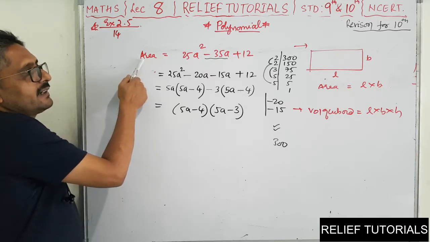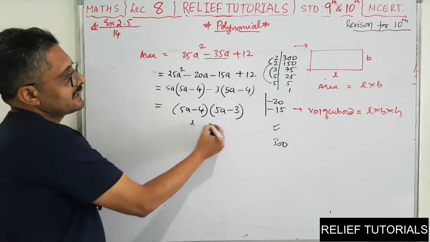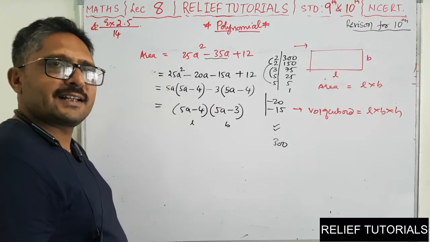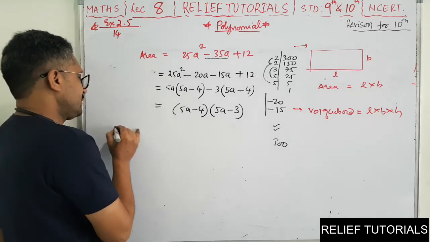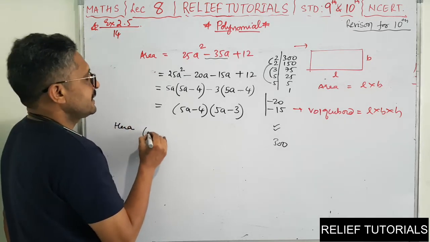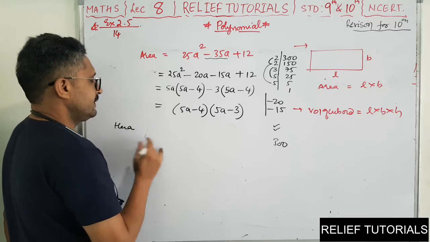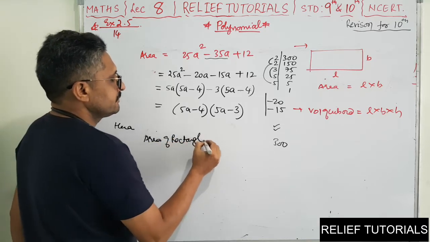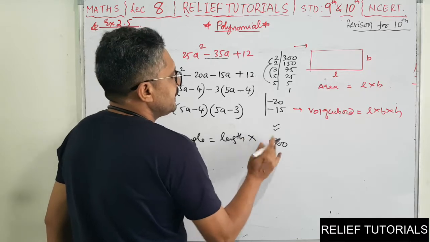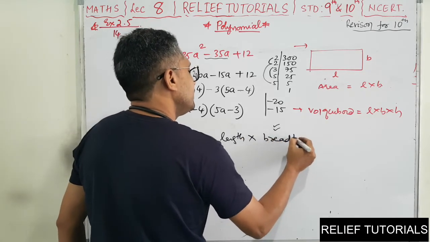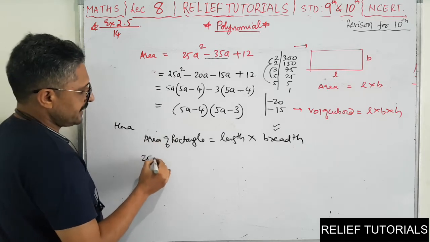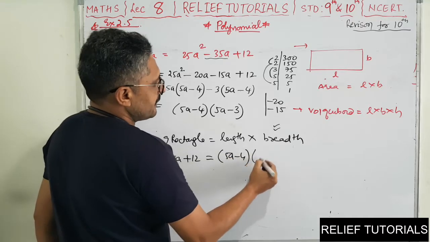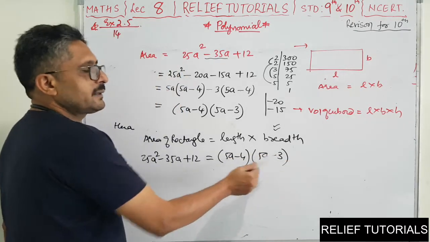So area of a rectangle. This is our area and these are its factors. So this is length and this is breadth. So area is equal to length into breadth. Are you understanding? So here we can say area of rectangle is equal to length into breadth. But area, see, area is given 25a square minus 35a plus 12, and that is equal to 5a minus 4 and 5a minus 3. So length and breadth.